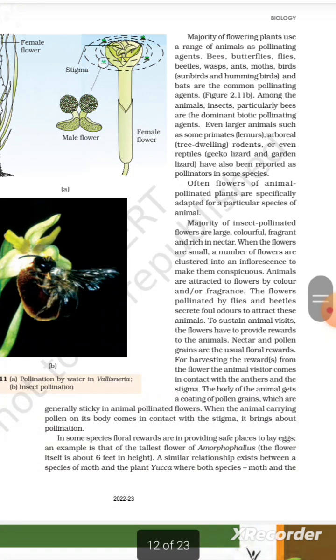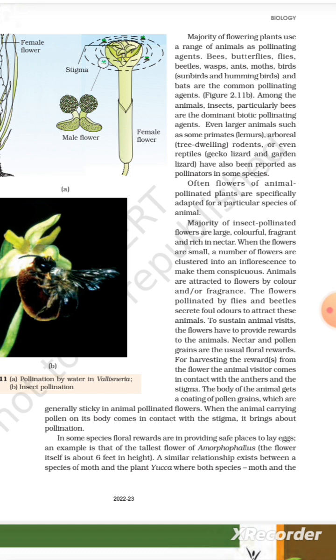Often, flowers of animal pollinated plants are specifically adapted for a particular species of animal. Majority of insect pollinated flowers are large, colorful, fragrant, and rich in nectar. When the flowers are small, a number of flowers are clustered into an inflorescence to make them conspicuous. Animals are attracted to flowers by color or fragrance. The flowers pollinated by flies and beetles secrete foul odors to attract these animals.